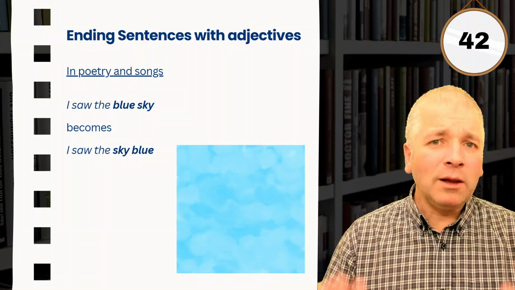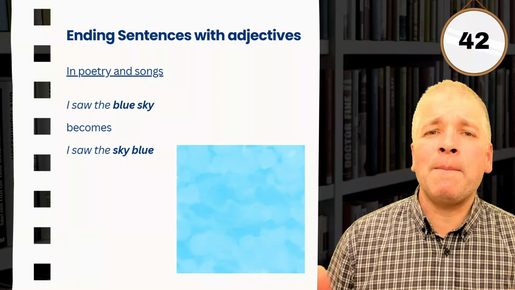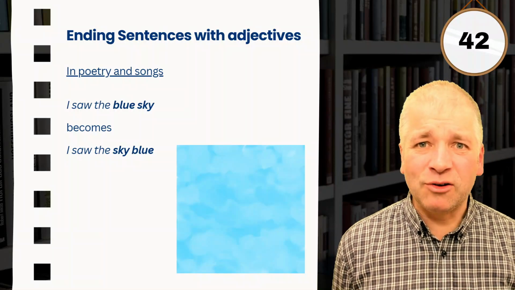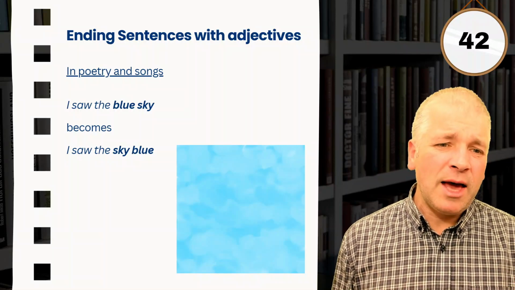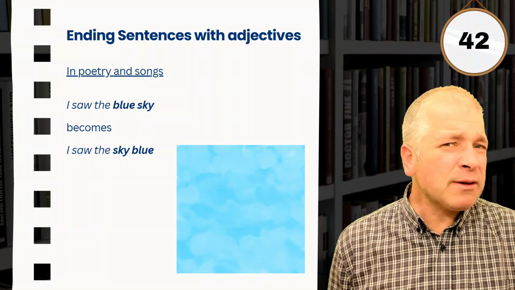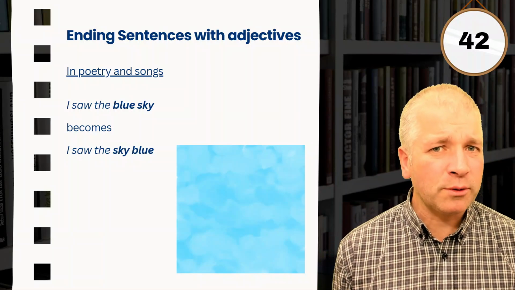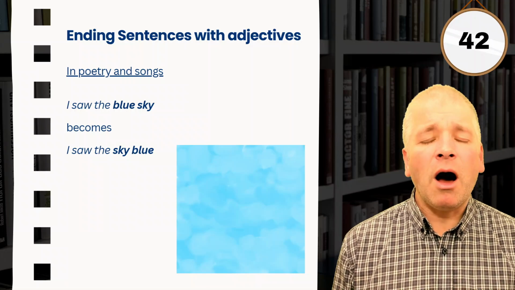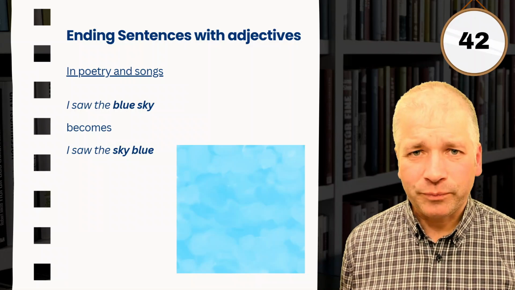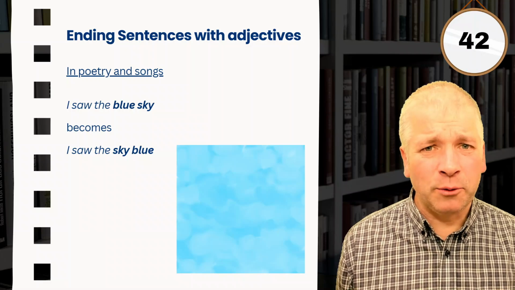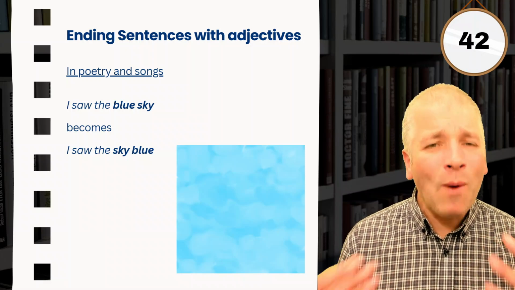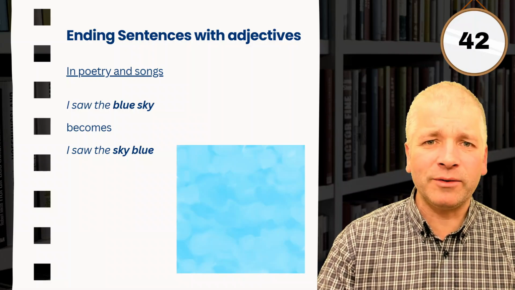And people will use what's called artistic impression or artistic license to do this. So instead of saying, I saw the blue sky, if it's more convenient to get the poem or the song to rhyme, you might say, I saw the sky blue. We don't do this in normal writing or speaking, but when it comes to poetic English, it's possible to do that.